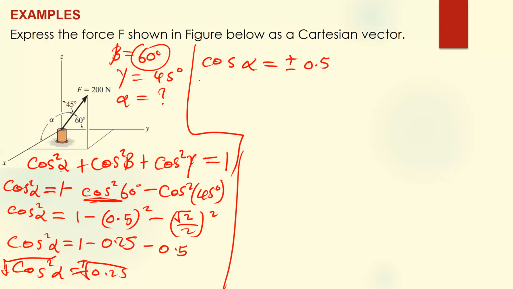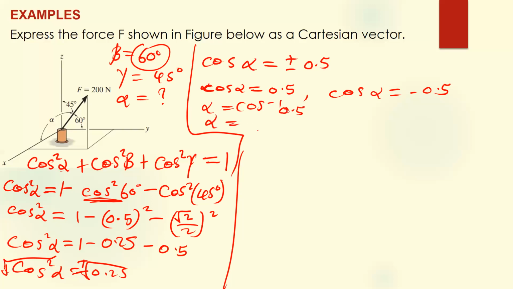So the first possibility is cos alpha equal to 0.5, and we also have cos alpha being equal to negative 0.5. So alpha is equal to cos inverse of 0.5. Alpha gives us 60 degrees. And then we also find alpha this side. Alpha is equal to cos inverse of negative 0.5, which gives us 120 degrees. That is in the second quadrant there.